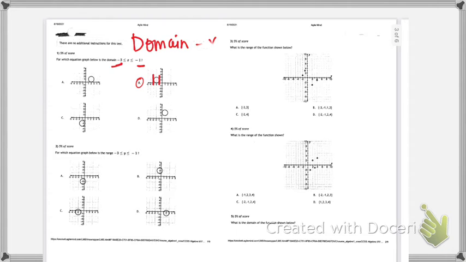On number 2, we are looking for the range, which is the y. So bottom to top, we're looking from where it starts at negative 3 and goes to negative 1. If you look at your circles, the only one it could be would be A, which starts right here at negative 3 and ends at negative 1.